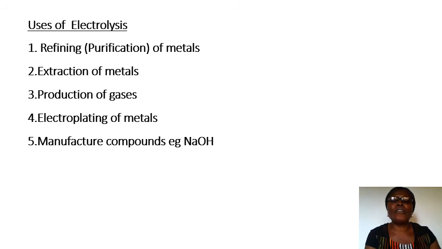Number three, production of gases. Gases like hydrogen gas, oxygen gas, and chlorine gas can be produced as a byproduct in the electrolysis of fused chlorides or oxides of metals. Number four, electroplating of metal. To electroplate a metal means to coat the inferior metal with a superior metal. The reason is to prevent rusting, or to improve the thickness of the metal, or to improve the attractiveness of the metal. Finally, manufacturing of compounds. Compounds like sodium hydroxide can be produced by electrolysis of brine.